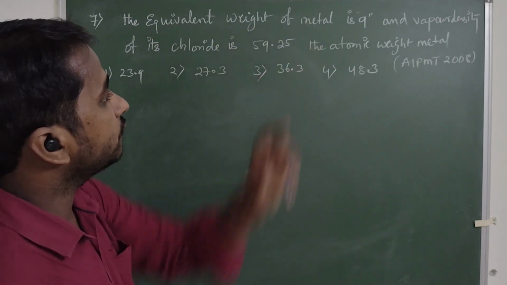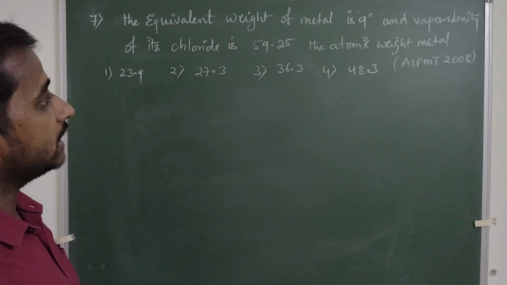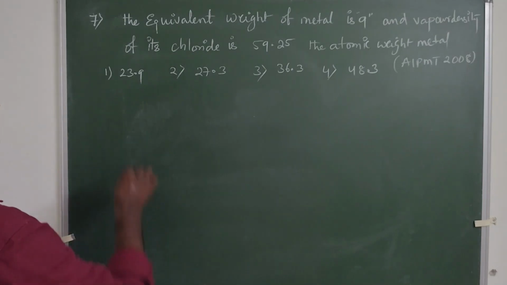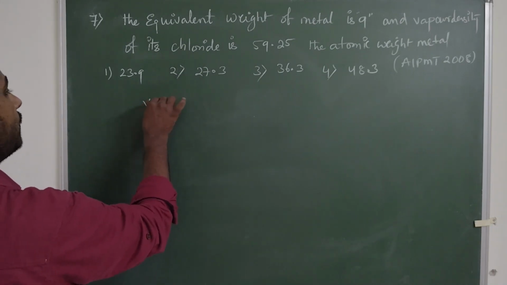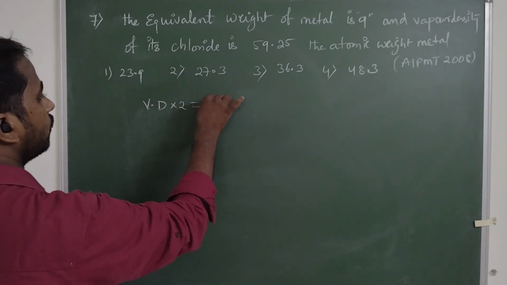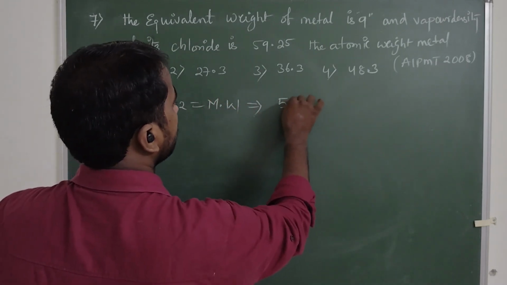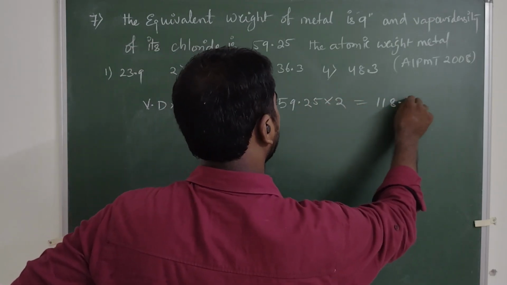The equivalent weight of a metal is 9 and the vapor density of its chloride is 59.25. Find the atomic weight of the metal. First of all, the vapor density to molecular weight relation: vapor density into 2 is equal to molecular weight. So molecular weight we can write as 59.25 into 2, which is 118.5.